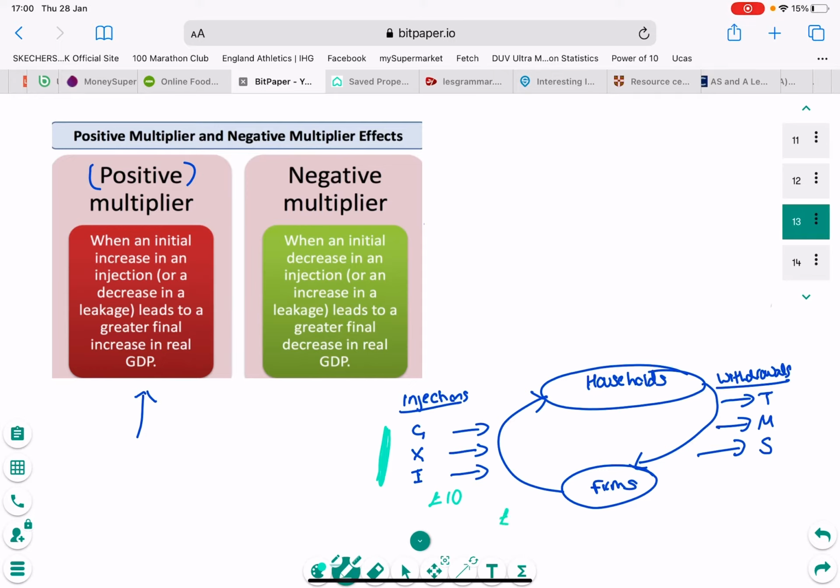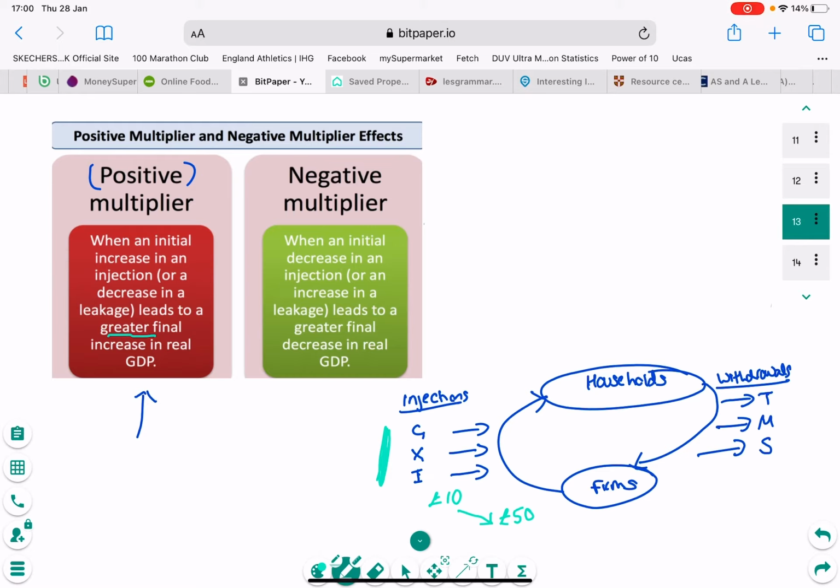So maybe the final increase in national income might be £50. So we have an injection of 10 that leads to a final national income increase of, let's say, £50. If that's what happens, then in that case, the value of the multiplier is going to be 5, because we've multiplied our initial injection by 5 to get our final increase in national income. We're going to look at that in a little bit more detail on the next page. It says it leads to a greater final increase in real GDP.